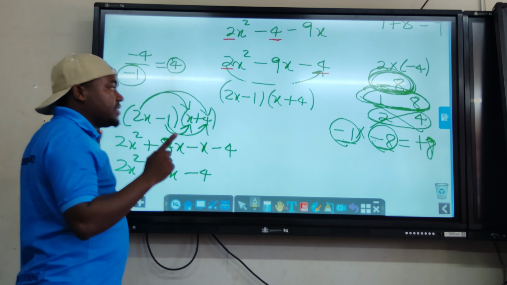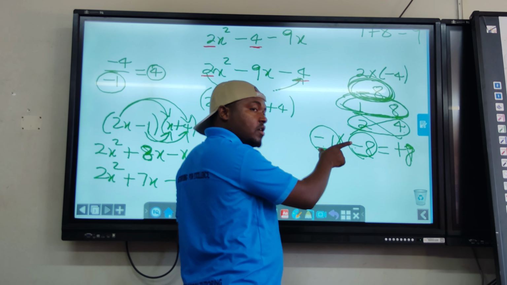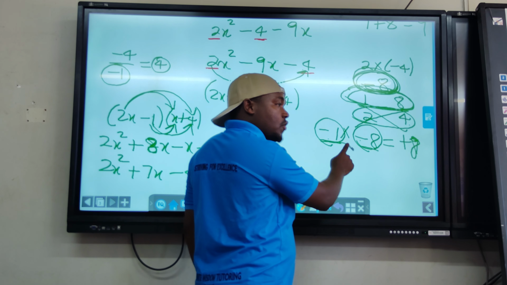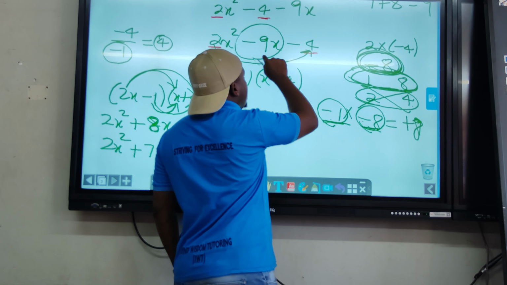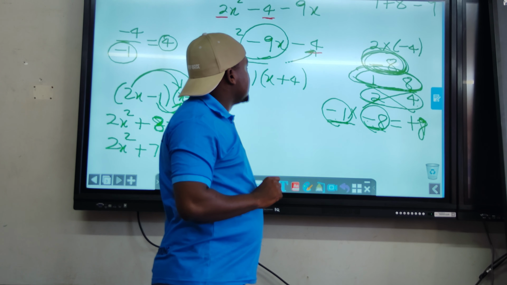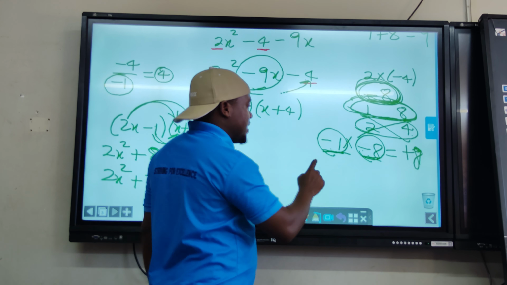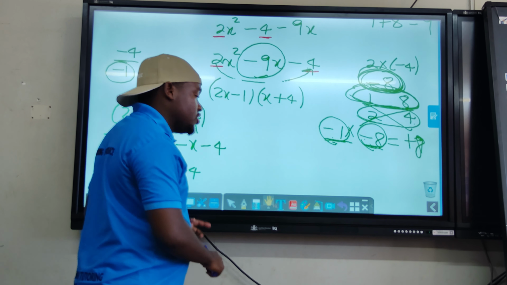It's because of the fact that when I test them, remember you test your factors. This one is negative 1, this one is negative 8. When I add them, they give me negative 9. The first thing is ticked, it is okay. But when I multiply them, they do not give me back that. So let's see with number 2. You will see what I mean.